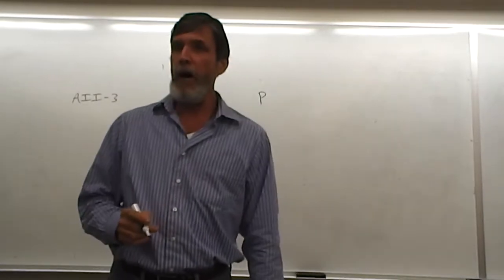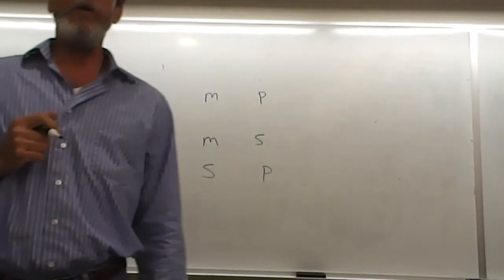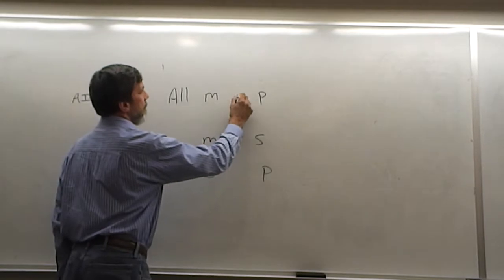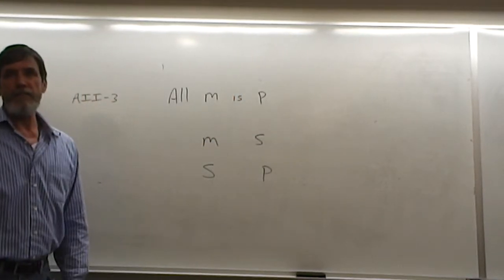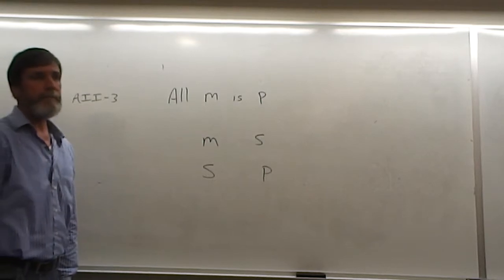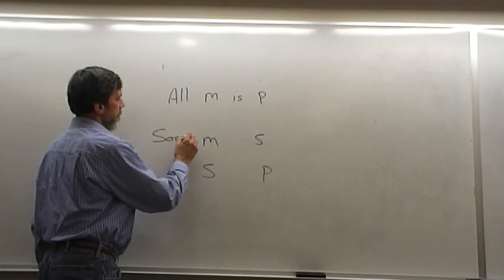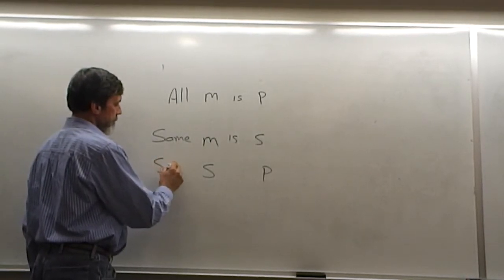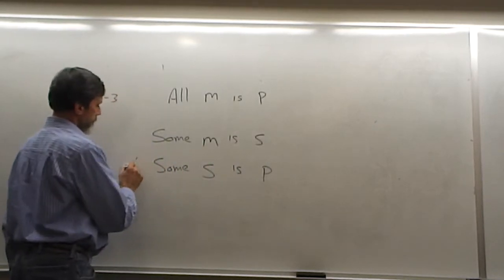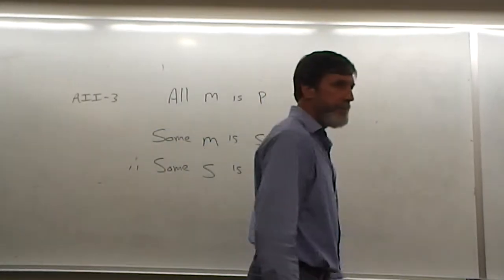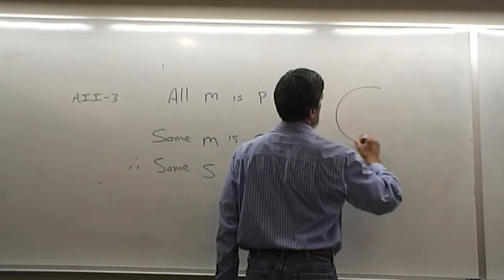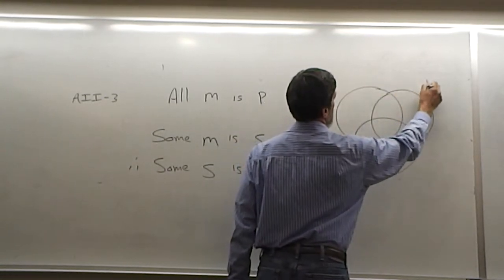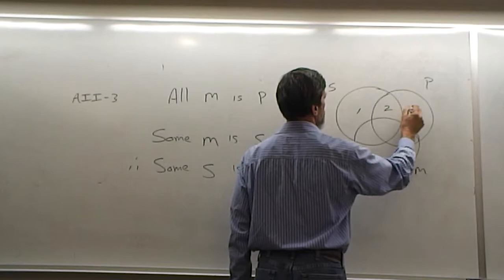Finish it off by supplying the quantifiers and copula according to the mood. The major premise is an A proposition. That's all it is. The minor premise is an I proposition. Do you remember that quantifier and copula? Some is. And the conclusion is an I proposition. So some is again. Draw another three-circle diagram. Number your segments, 1 through 7.